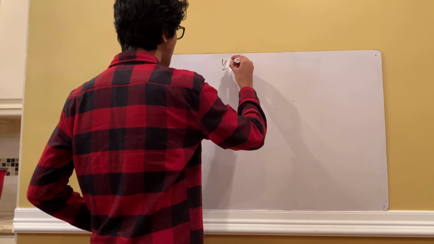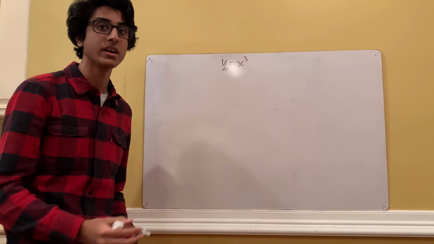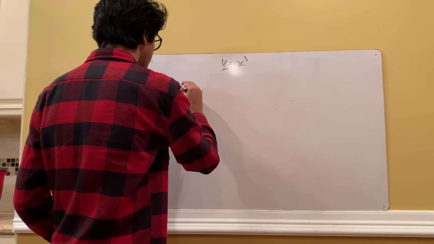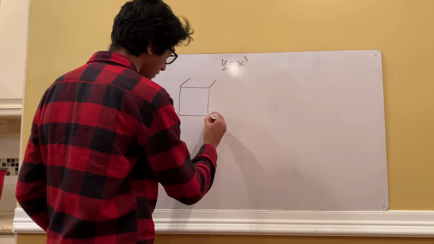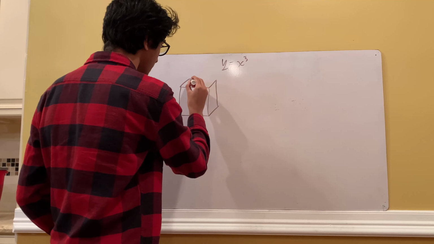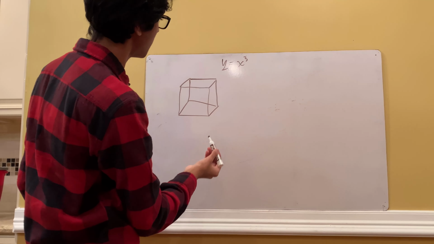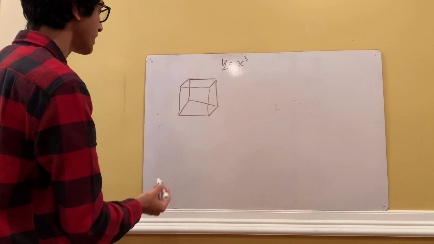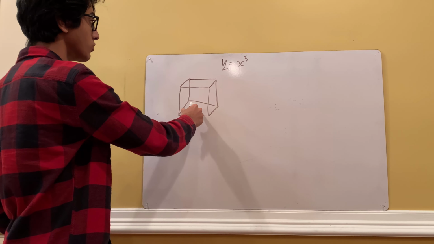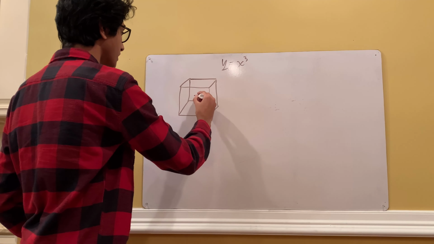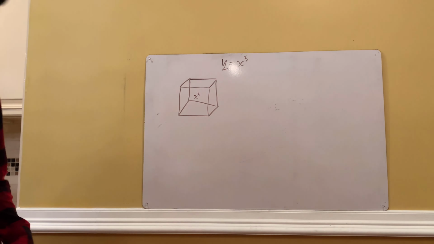So let's do another function, y is equal to x cubed. So x cubed, let's think of this as the volume of a cube. All right, let's see if my cube drawing skills are on point. All right, whatever. I think that's fine. So the volume of this cube is x cubed. Okay, that's the volume.